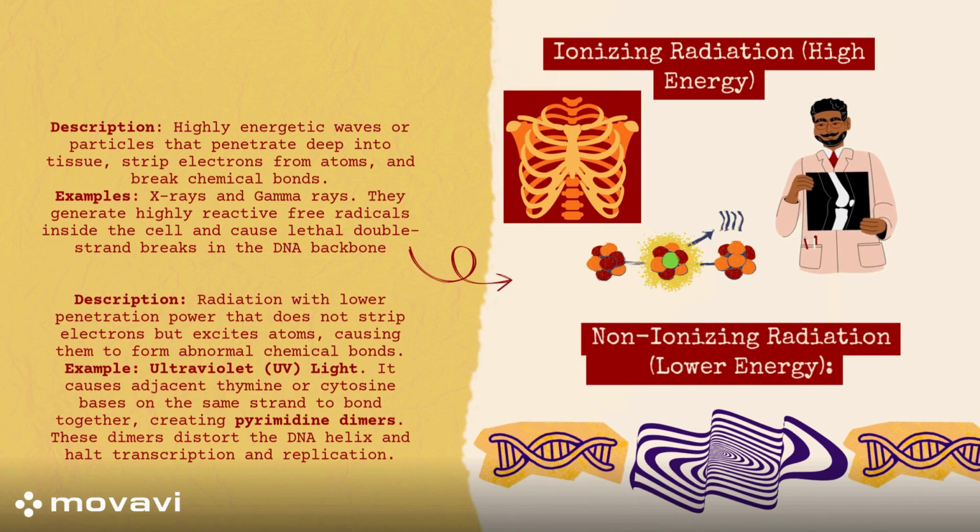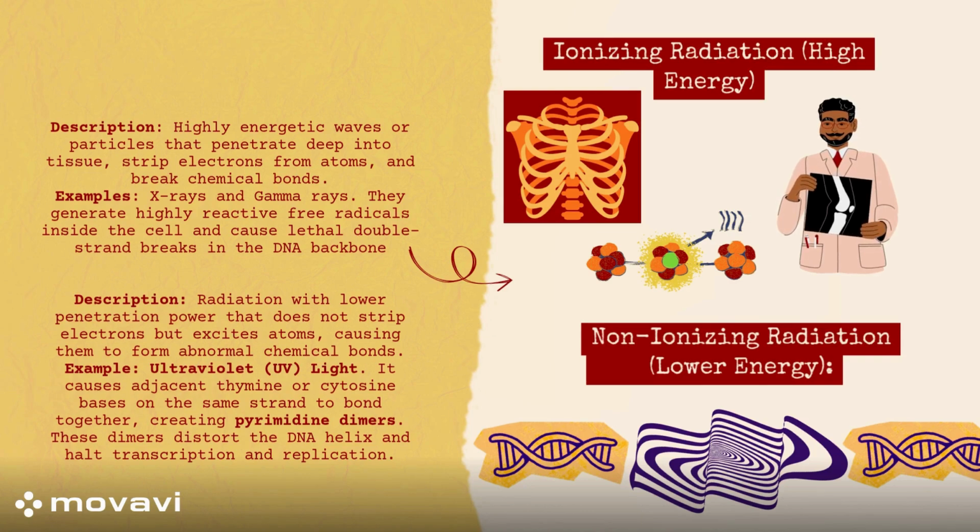Ionizing radiation refers to highly energetic waves or particles that penetrate deep into tissue, strip electrons from atoms, and break chemical bonds. Examples include X-rays and gamma rays. They generate highly reactive free radicals inside cells and cause lethal double-strand breaks in the DNA backbone.